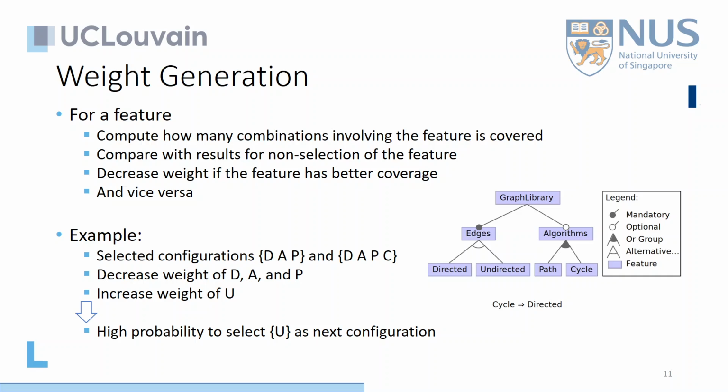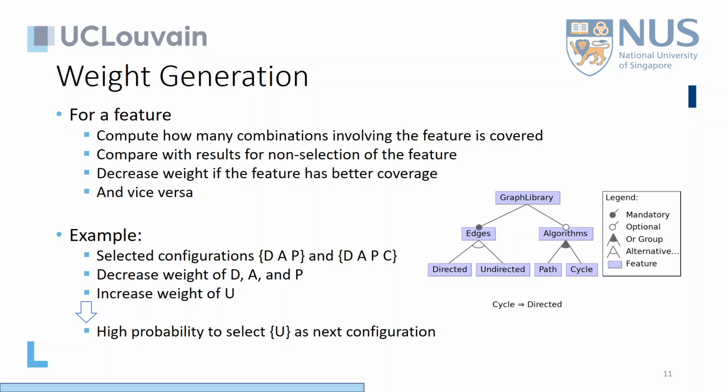Returning to our previous example, as before, we have selected two configurations, DAP and DAPC, and we can see that, for example, feature A, algorithms, is used in both selected configurations, and there are already several feature combinations covered involving this feature. On the other hand, non-selection of A is not covered in these configurations at all. Therefore, we shall decrease the weight of algorithms for the next round. The same happens for directed and path features.